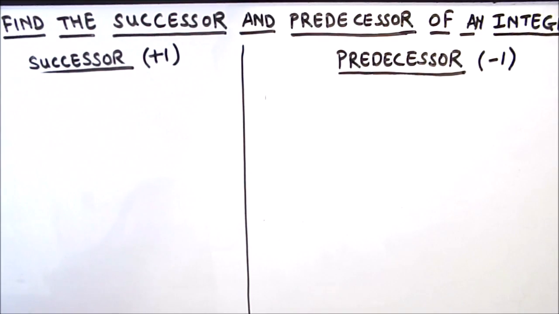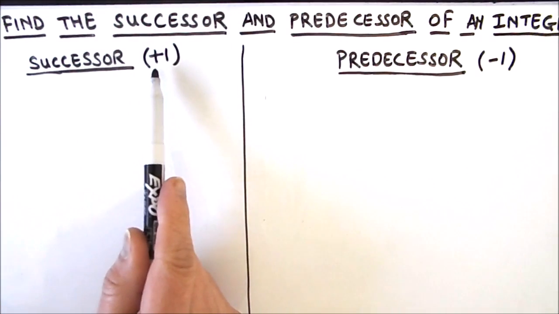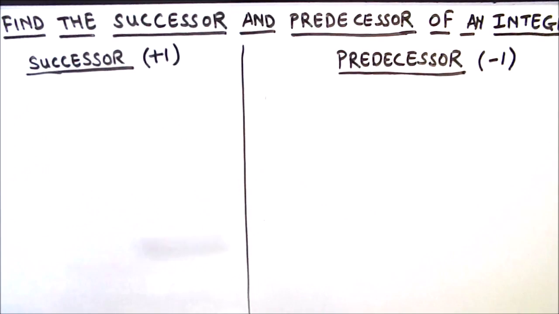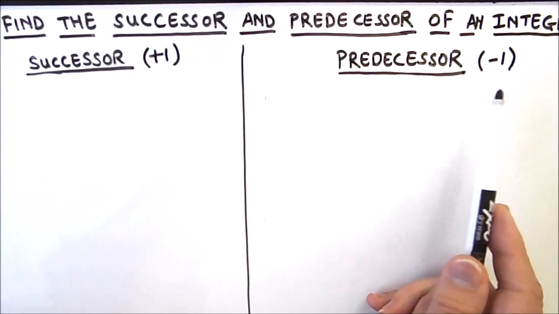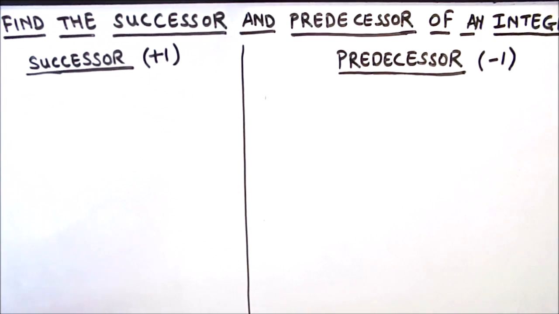All positive numbers, negative numbers and 0 together make integers. So finding the successor and predecessor of an integer is the same as for natural numbers. For finding the successor we just need to add 1 to the integer, and for finding the predecessor we just need to subtract 1 from the integer. So let us solve a few examples and find the predecessor and successor of integers.